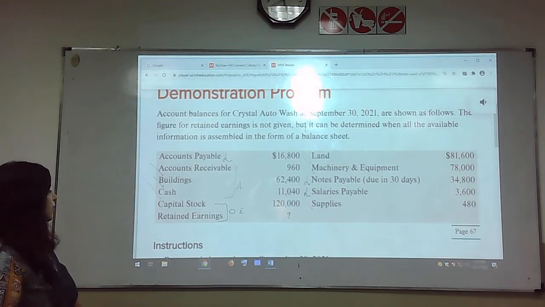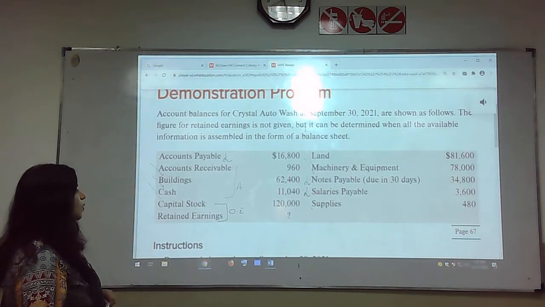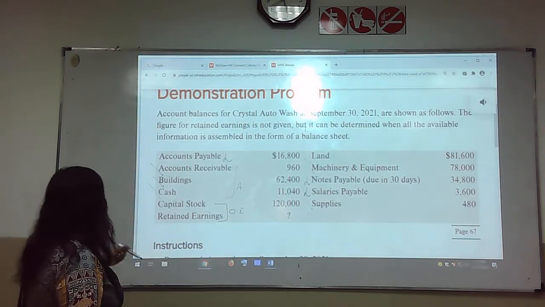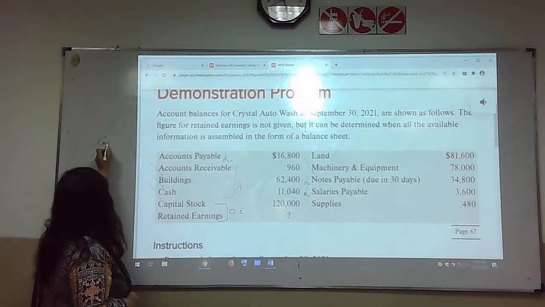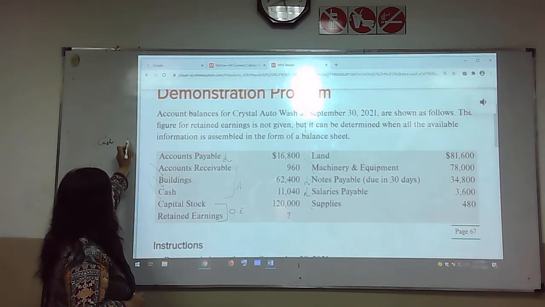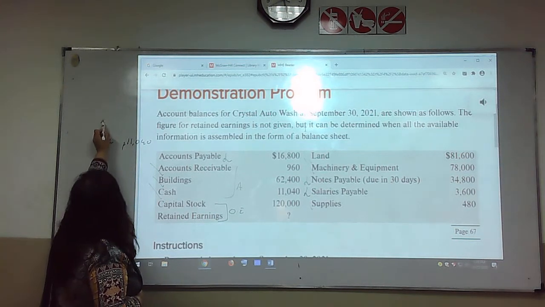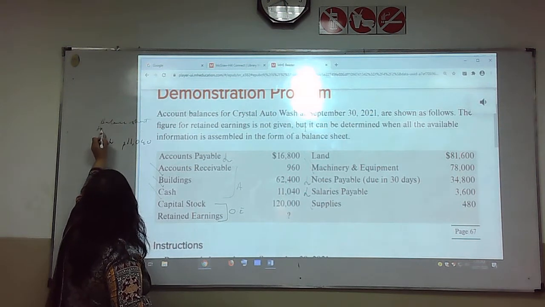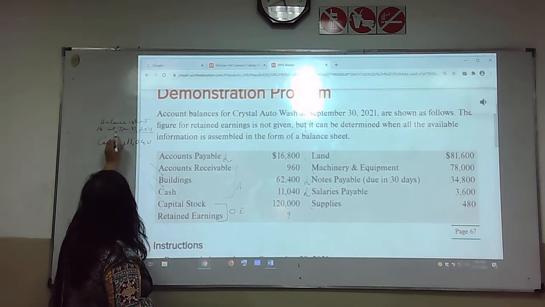So how are you supposed to find out? First of all, you add up all the assets. And then you subtract the liabilities, you add up all the liabilities. So even if the statement form is to be made, you can simply write cash as 11,040, and so just balance sheet as at December 31st, 2009, just for ease sake at the moment.